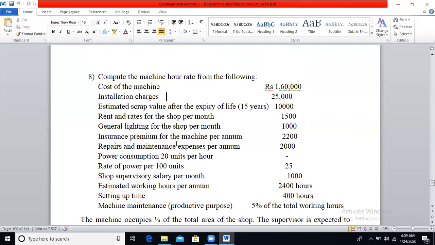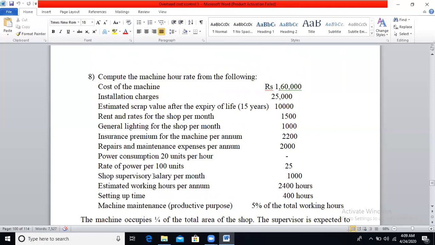Repairs and maintenance will vary with the use of the machine. It is a variable expense. Power will vary with the use of the machine. So it is a variable expense. Shop supervisor salary will be the same. It will not vary with the use of the machine. So it is a standing charge.